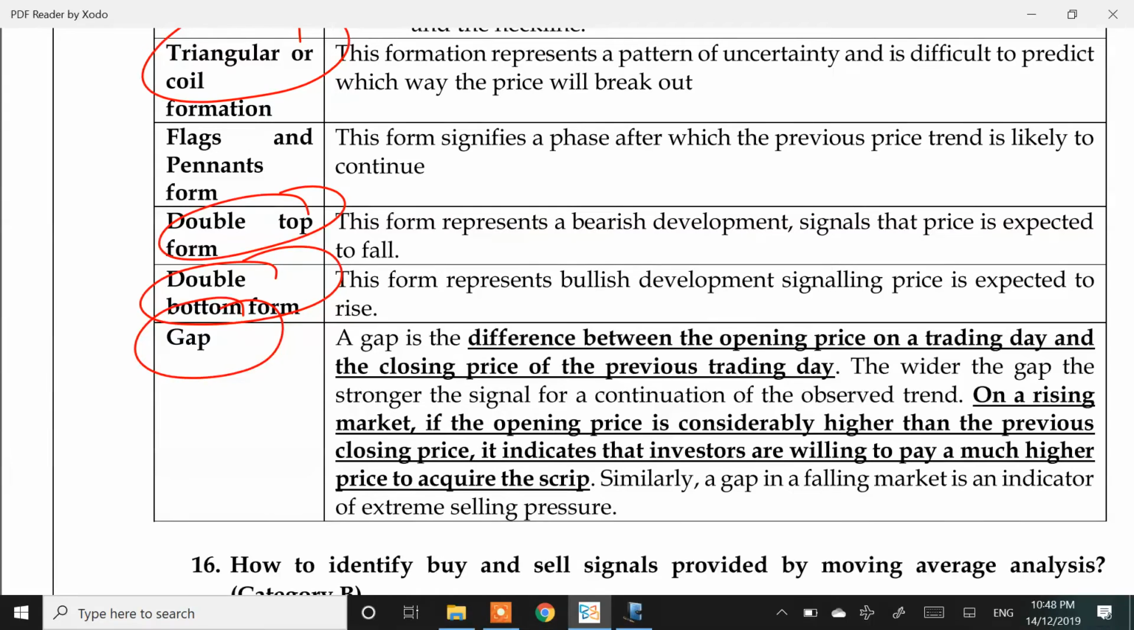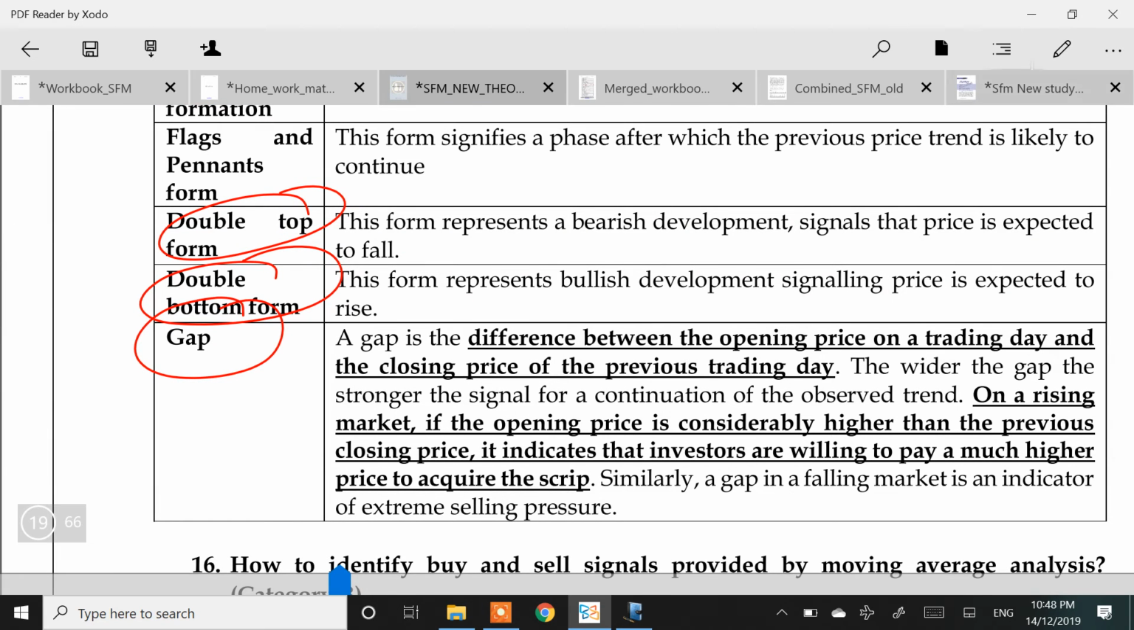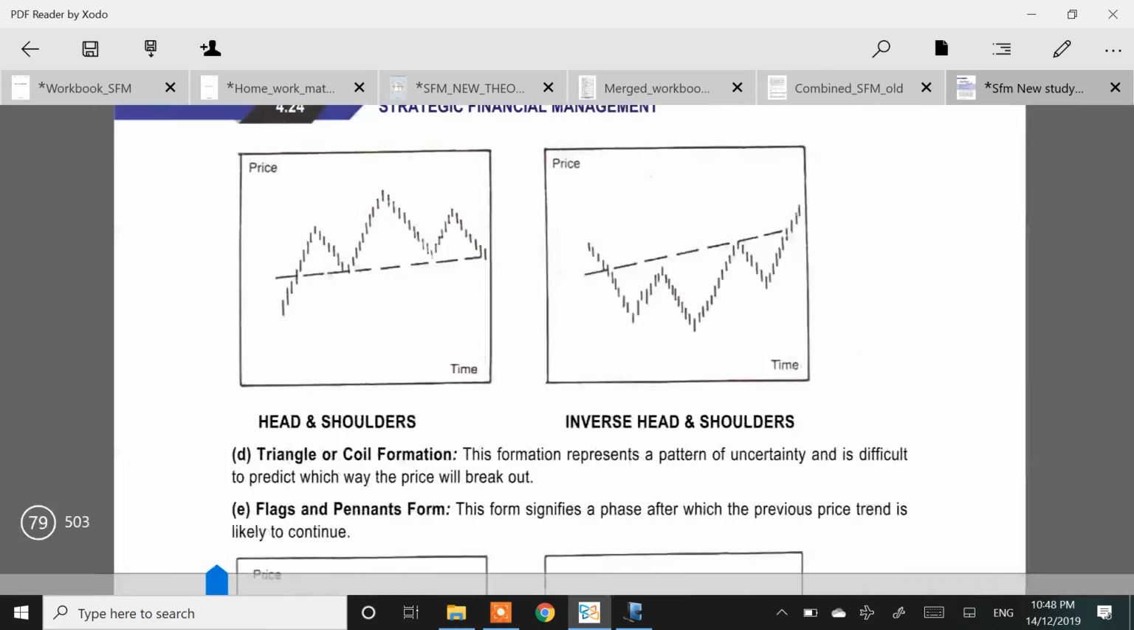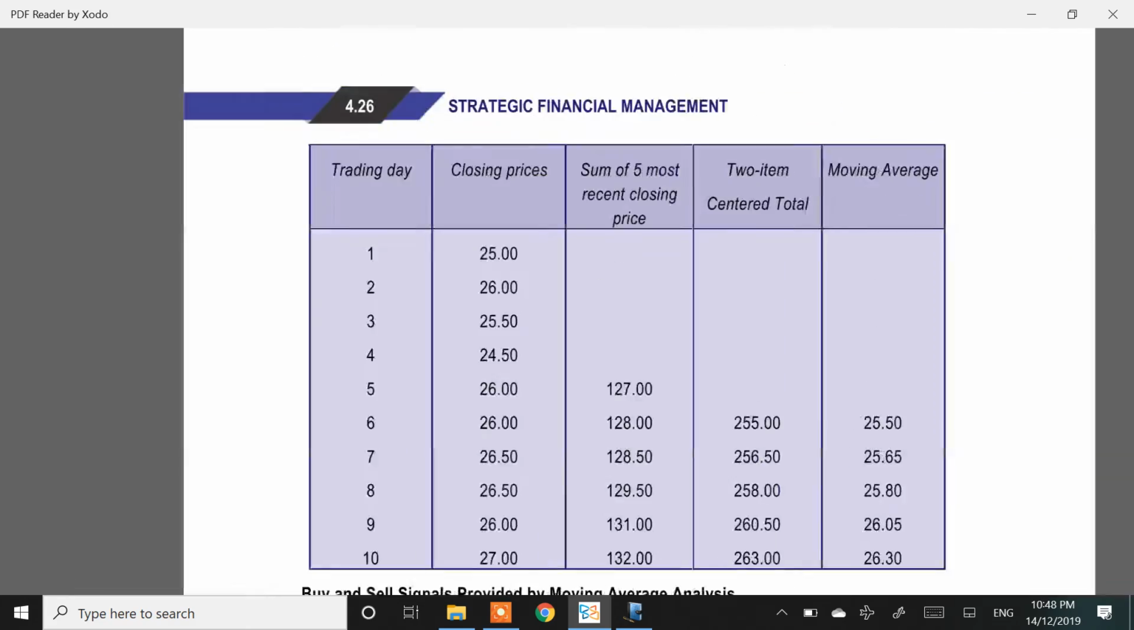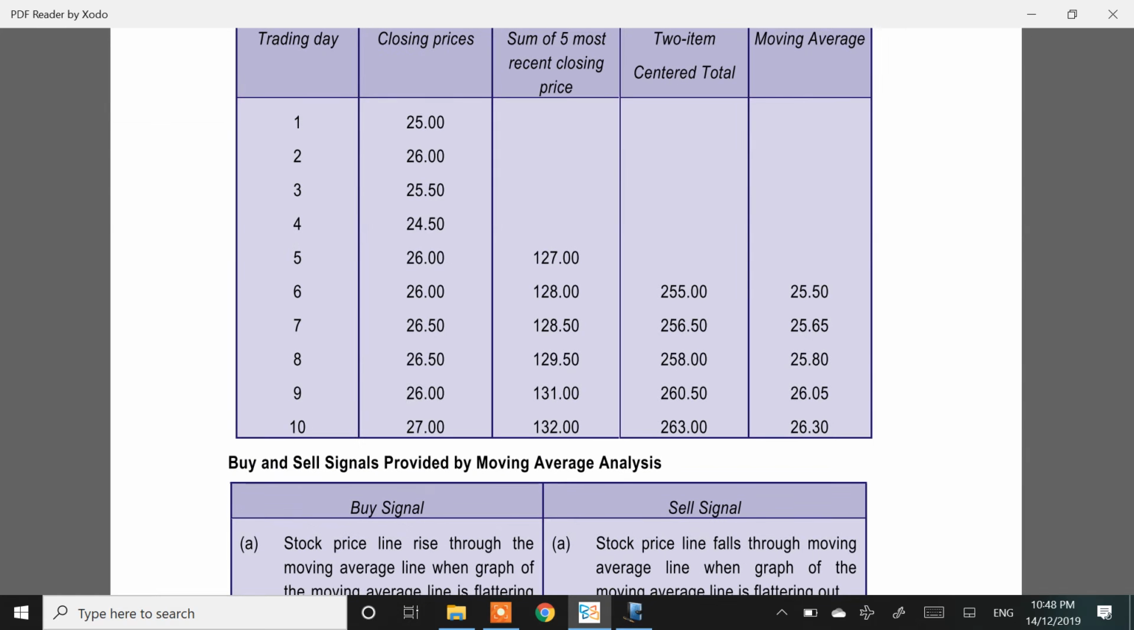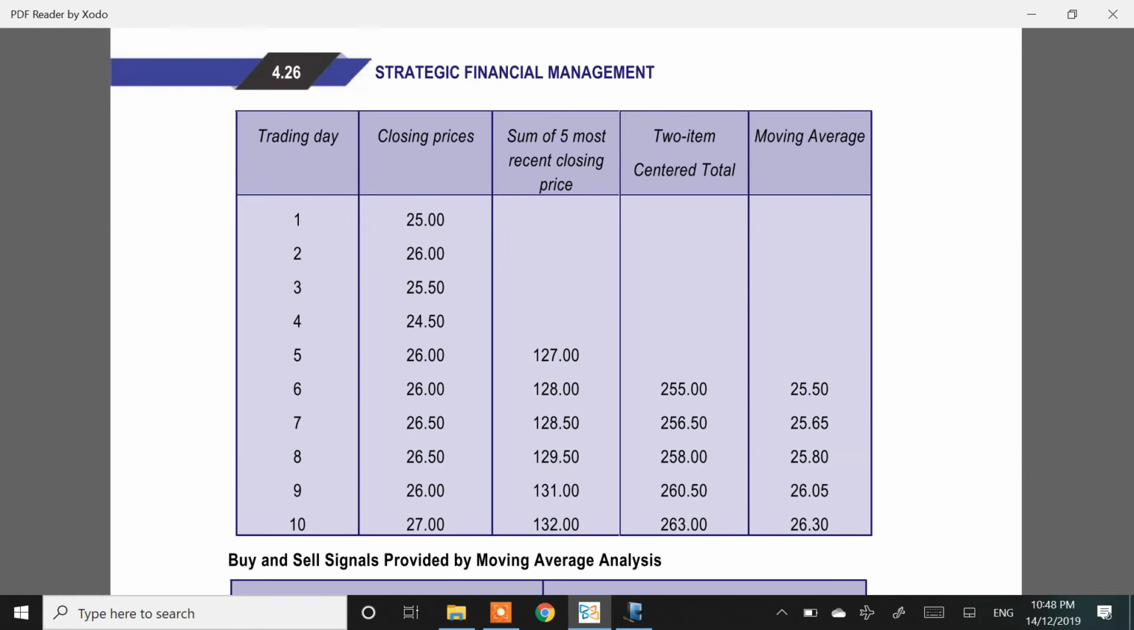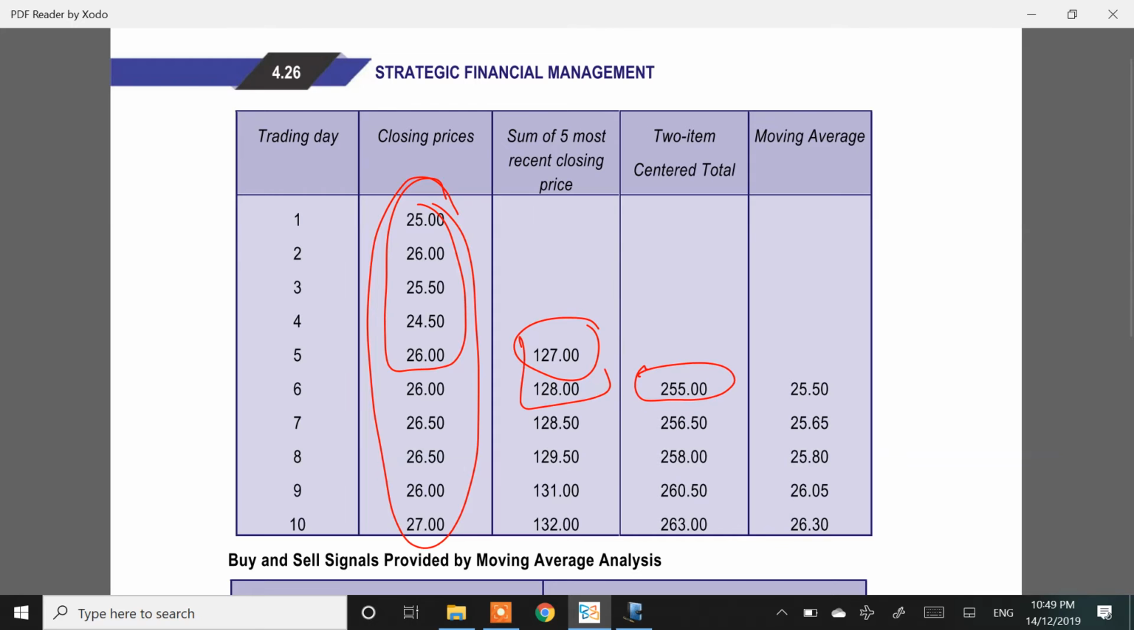The next is moving average analysis. Now when it comes to moving average analysis, I can do a 5-day moving average, a 10-day moving average, or something called an exponential moving average. So these are the data for 10 periods. The 5-day moving average is the last 5 days' price total. So they have taken the last 5 days and put a total, and this number has been divided by 10. So on day 6, the moving average is 25.5, the actual is 26. On day 7, the actual is 26.5, and the past history is suggesting 25.65.